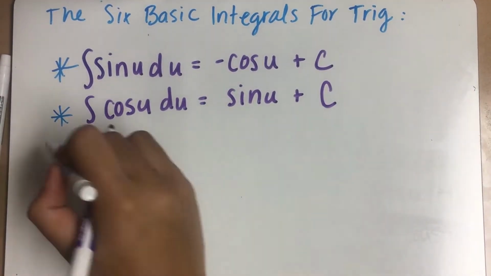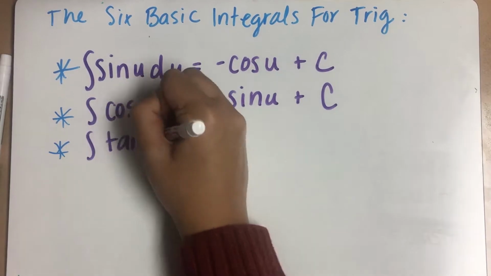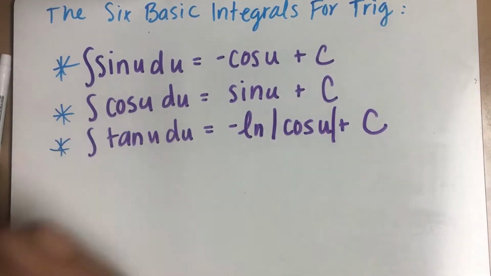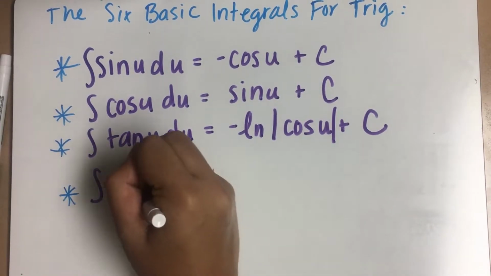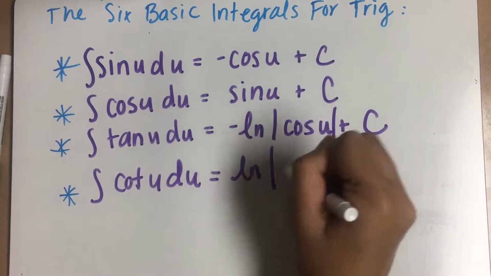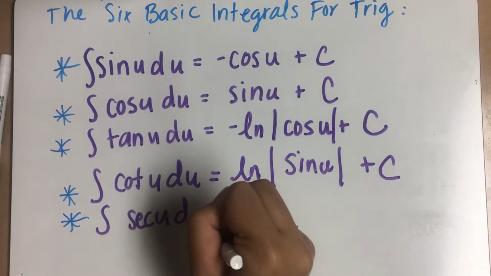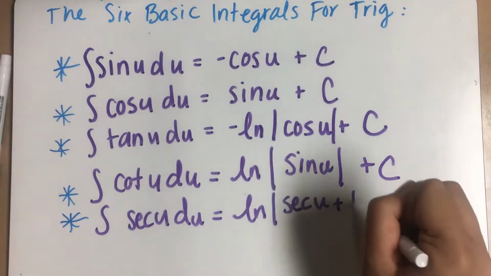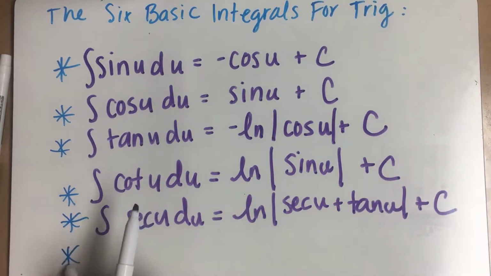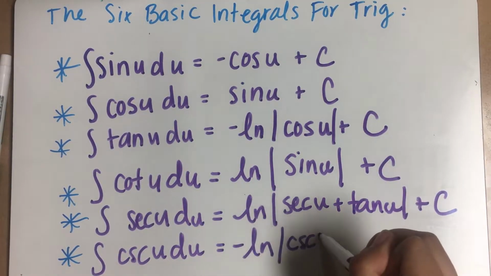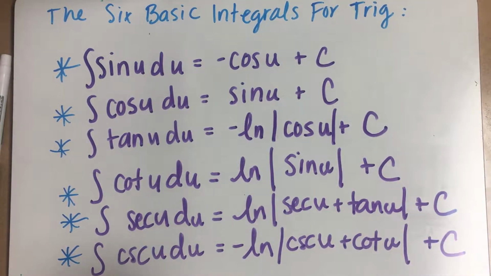The integration of tangent u du equals negative ln the absolute value of cosine u plus c. The integration of cotangent u du equals ln the absolute value of sine u plus c. The integration of secant u du equals ln the absolute value of secant u plus tangent u plus c. And the integration of cosecant u du equals negative ln the absolute value of cosecant u plus cotangent u plus c.